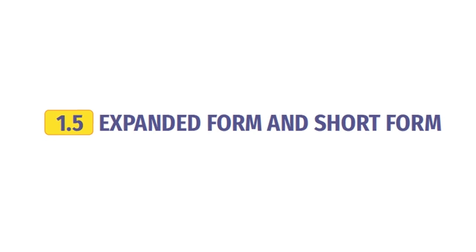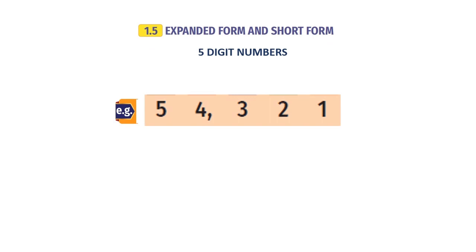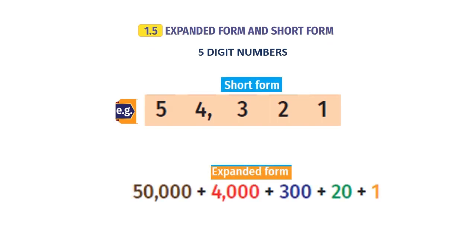The short form of a number is the number as we know it. The expanded form of a number is the number written as a sum of its place values, as we will see in the following example.